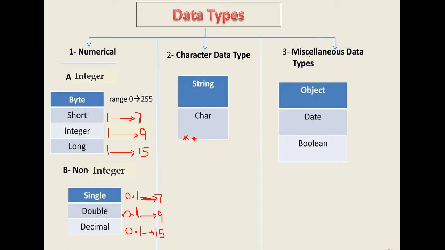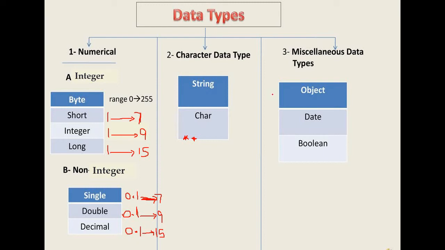The third data type is miscellaneous data types, like others, like an object, like an image or a picture that can be entered by the user. A date can be entered by the user. A boolean, as we said, true or false. Select one choice from many choices.